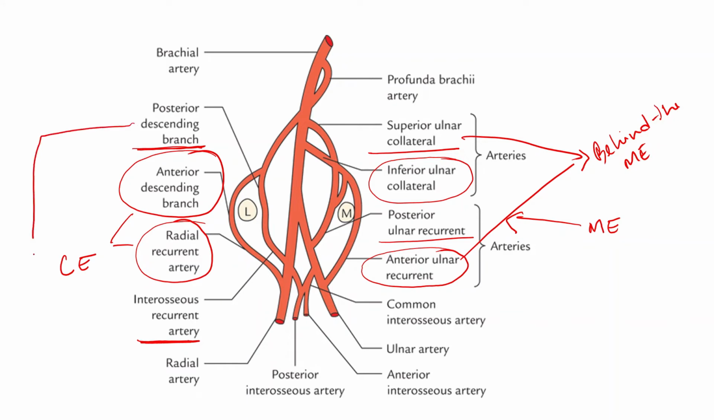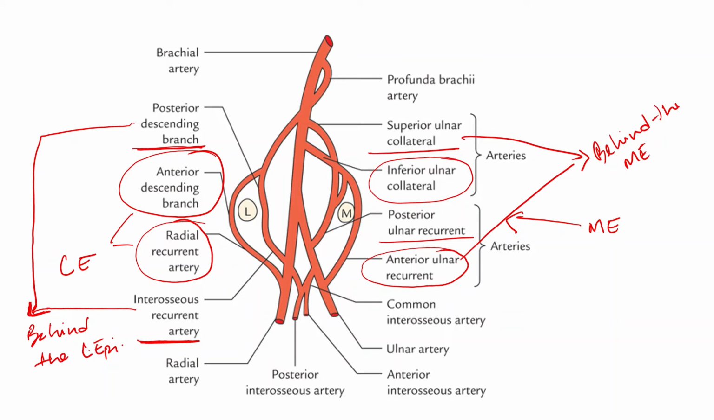So the posterior descending branch from the profunda brachii and the interosseous recurrent branch from the posterior interosseous artery, which is in turn the branch of the ulnar artery. These two are the arteries taking part in the anastomosis behind the lateral epicondyle. So this is about the anastomosis occurring around the lateral epicondyle.